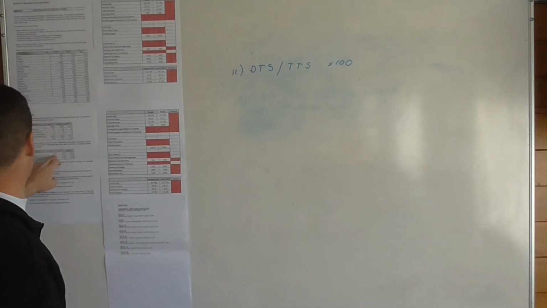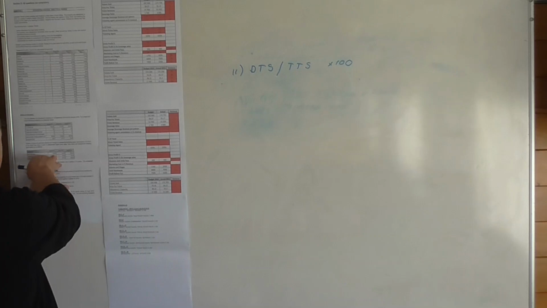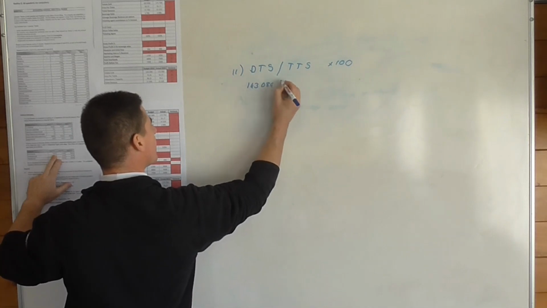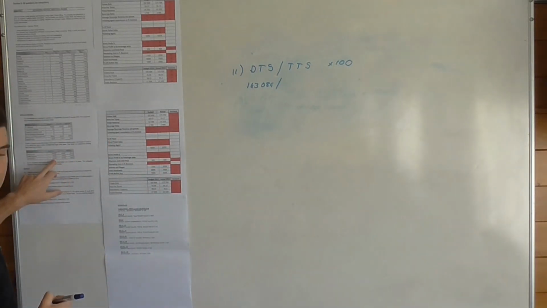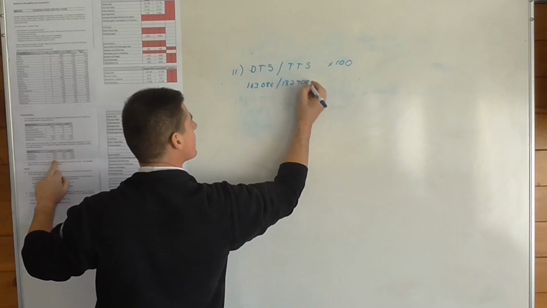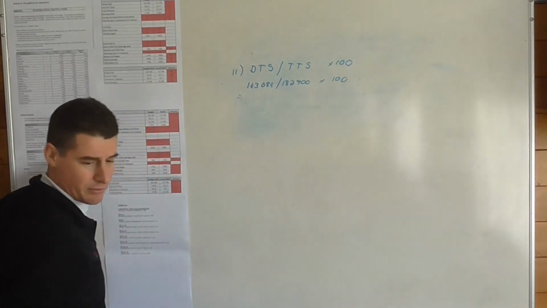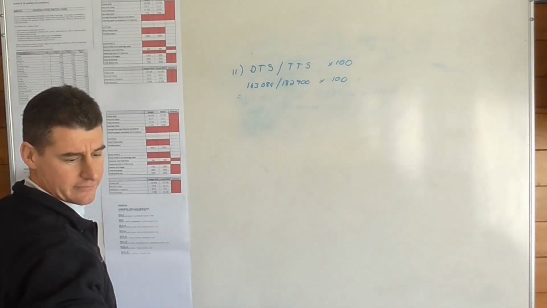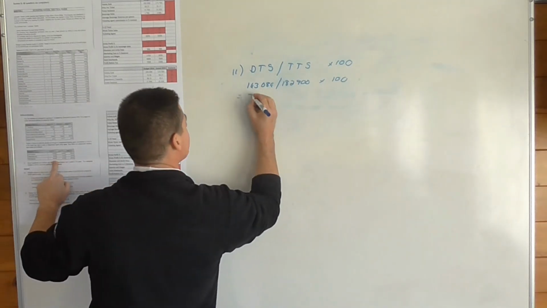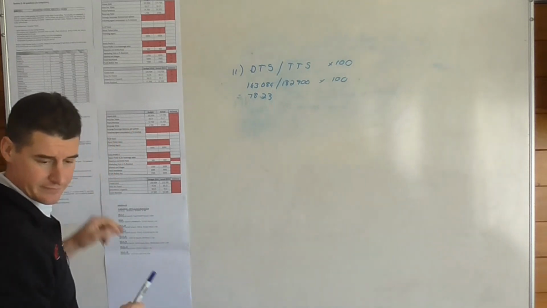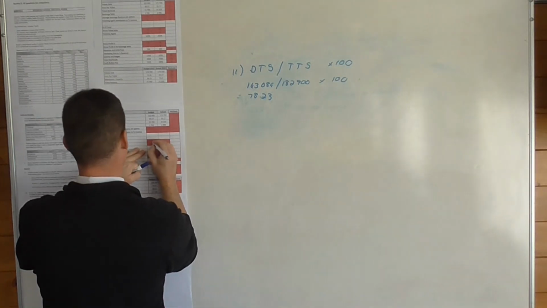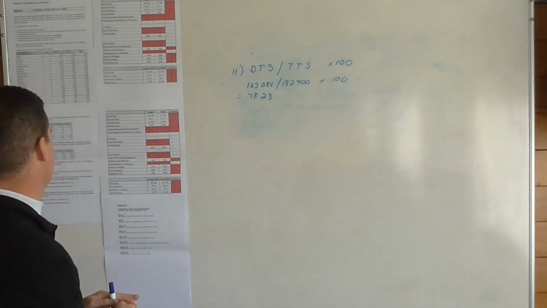So now it says it's your direct ticket sales, as you can see here under the budgeted, is 143,084 divided by total tickets sold, which is 182,900. Multiplied by 100. So it's 143,084 divided by 182,900 multiplied by 100. That gives you 78.23. Okay, so let's complete that one in there. 78.23.